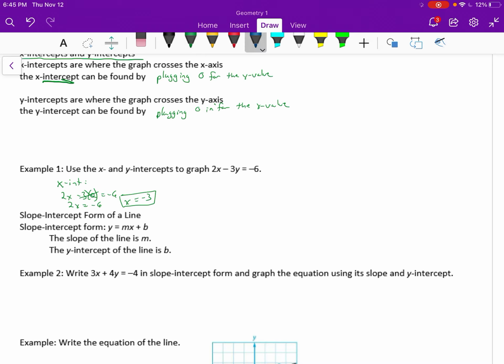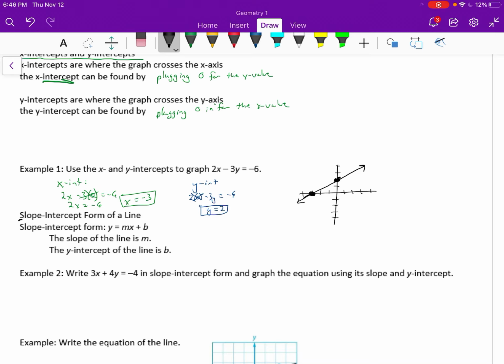And then we can also find the y-intercept, and we do that by plugging in 0 for x. So 2 times 0 minus 3y equals negative 6. This becomes 0. Divide both sides by negative 3, and you get y equals 2. That's the y-intercept. So now we can graph this. There's no graph given, so we'll just have to sketch one. We have an x-intercept of negative 3 and a y-intercept of 2, and connect those points, and you have the sketch of that line.